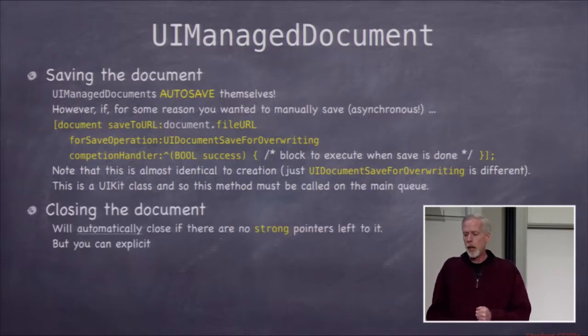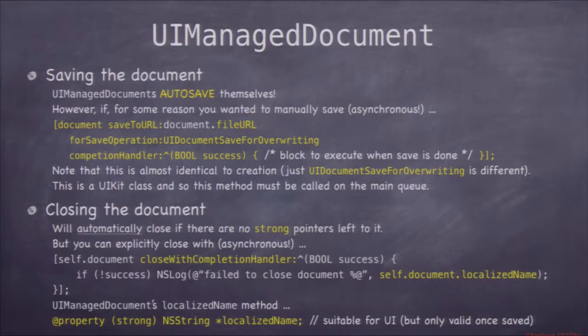Okay. Second thing, closing the document. Well, it kind of auto-closes as well. When does it close? When there are no more strong pointers to it. In other words, when there are no more strong pointers to it, when it's going to leave the heap, it gets closed automatically. So you generally don't call close either, but you can do that as well. And close, just like saving, are asynchronous, and you've got to implement these completion handlers to do whatever you want when they're done closing or done saving.